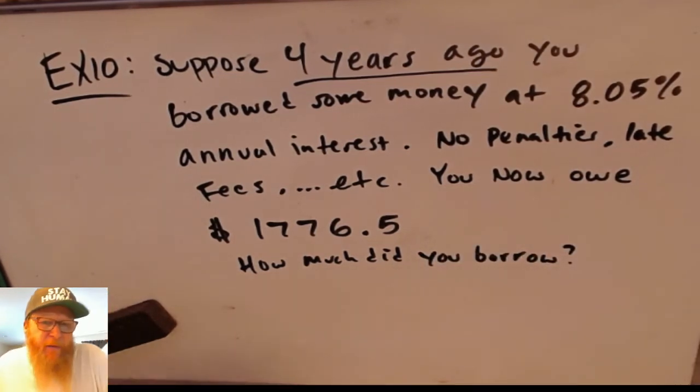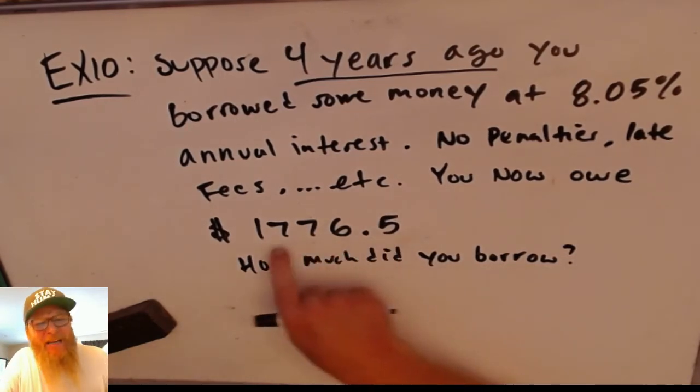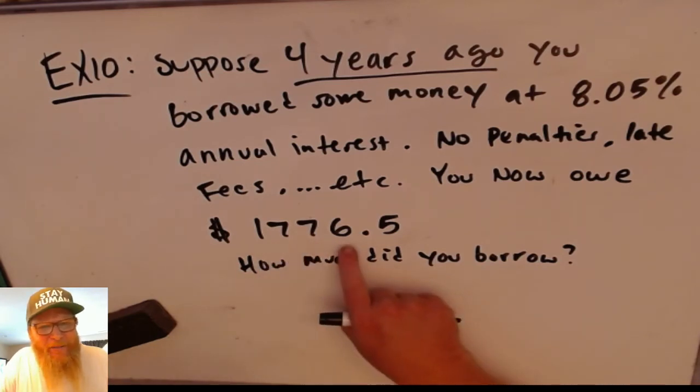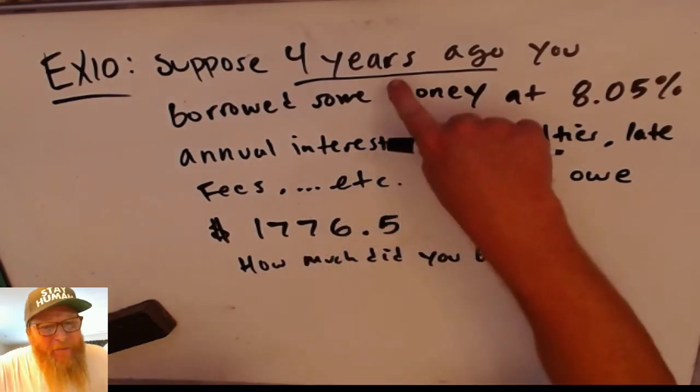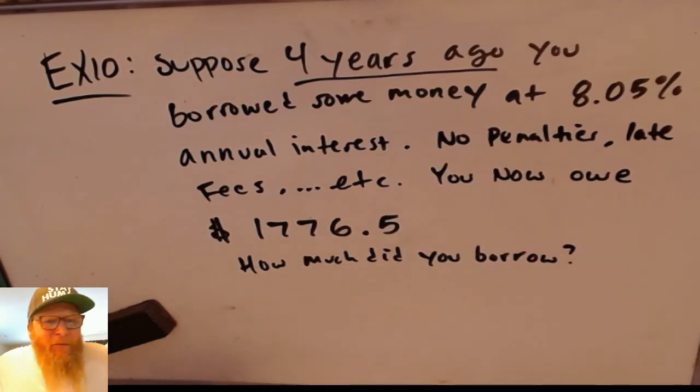I mean, this might have happened. It's happened to me. I can't remember how much I originally borrowed, but they keep sending me this thing saying that I owe $1,700 for something that happened 4 years ago. I don't remember. What happened? How much did I borrow? Was it $100? Was it $500?